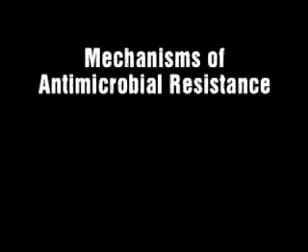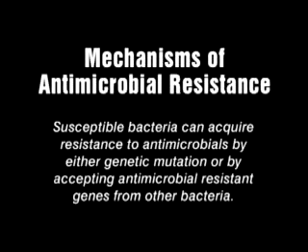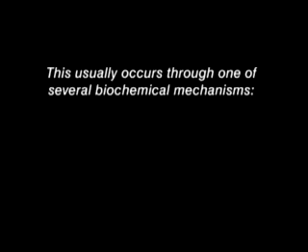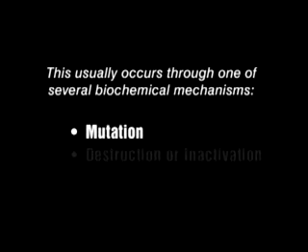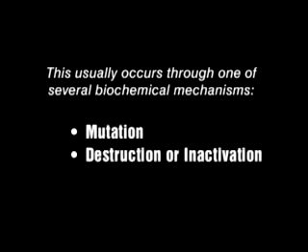Mechanisms of antimicrobial resistance. Susceptible bacteria can acquire resistance to antimicrobials by either genetic mutation or by accepting antimicrobial resistant genes from other bacteria. This usually occurs through one of several biochemical mechanisms: mutation, destruction or inactivation, and efflux.